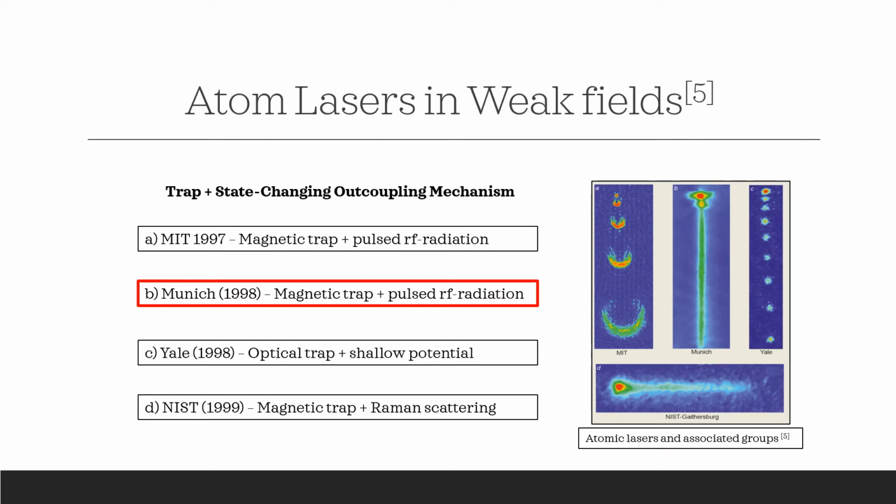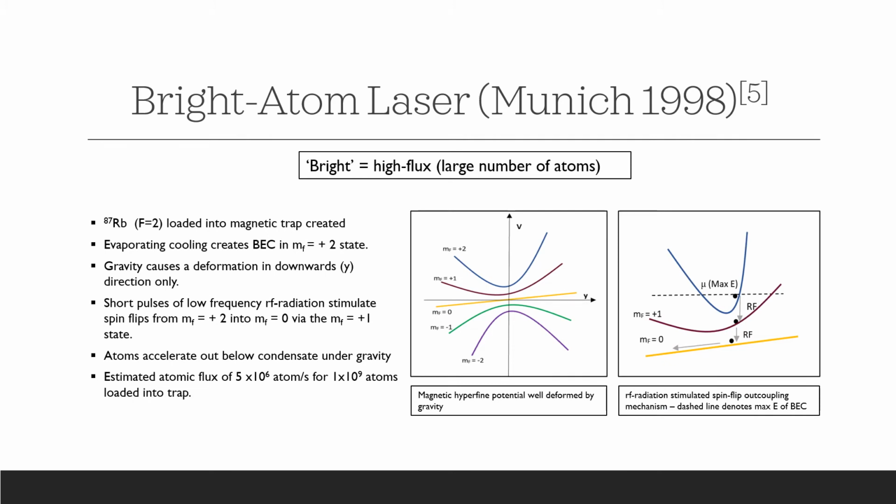However, in the interest of time, I'm going to focus on the atom laser produced by the group in Munich in 1998. This is because they produced the atom laser that was the brightest, and they serve as a perfect case study in which to introduce limitations with bright atom lasers and how, in fact, the group in Greece were able to use this limitation as a strength and achieve an ultra-bright atom laser. To start, for clarity, let's define what we mean by bright atom laser. Bright refers to a high flux laser, which in other words means a high number of atoms propagating in the beam.